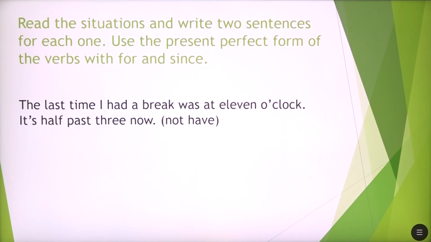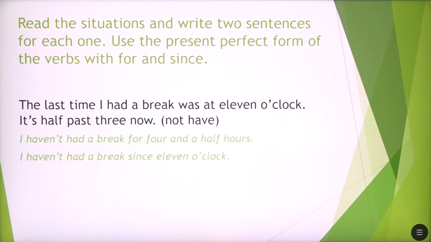The last time I had a break was at 11 o'clock. It's 3:30 now. In the brackets, we have the words not have. Please try to make sentences using expressions for and since. I haven't had a break for 4.5 hours. I haven't had a break since 11 o'clock.